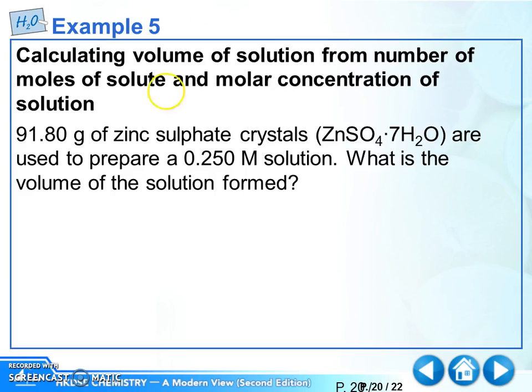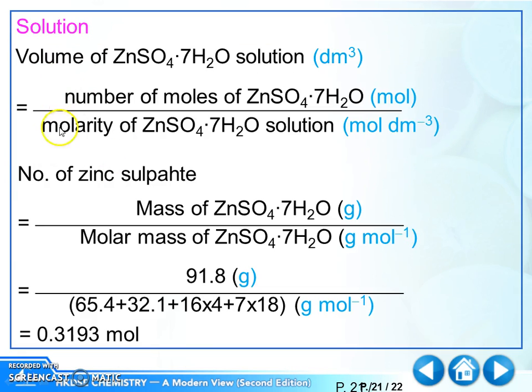So that is a repeated issue when we talk about the number of moles. So the last example, calculating the volume of solution from the number of moles of solids and molar concentration of solution. You have the mass already and the molarity already. We want to find the volume. From the formula, we know that molarity will be equal to number of moles over volume. So if we want to find the volume, then we must find out the number of moles. To find the number of moles, we make use of the mass divided by the molar mass. So first we have the mass divided by the molar mass to get the number of moles of zinc sulfate crystals.